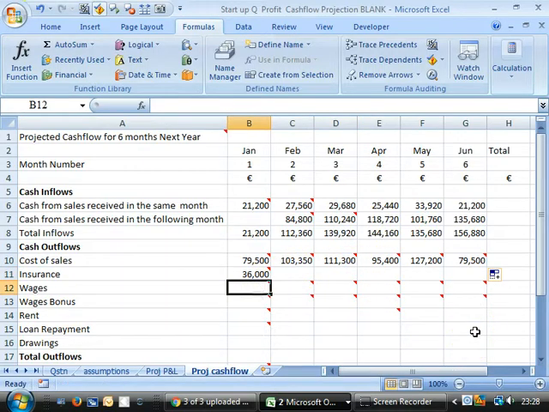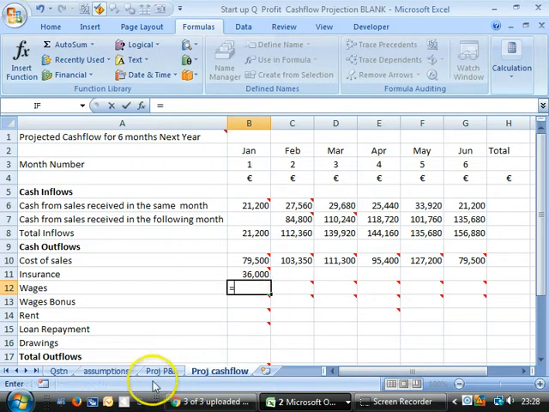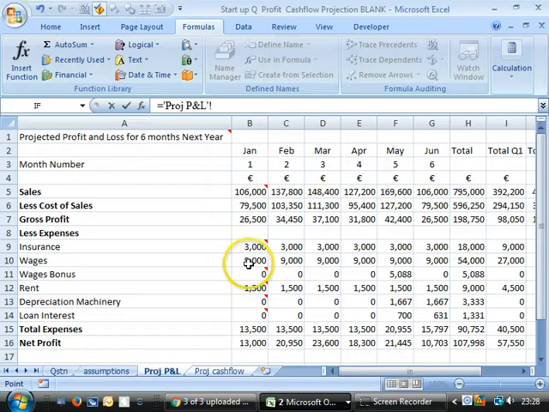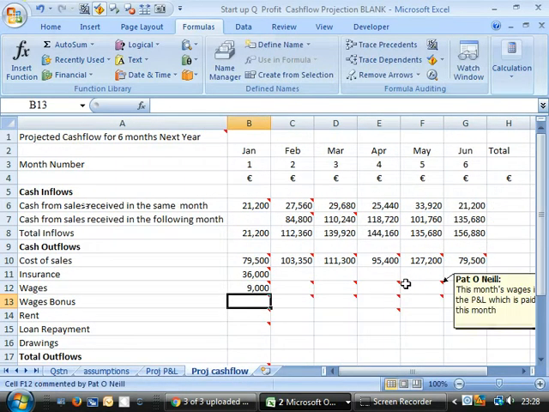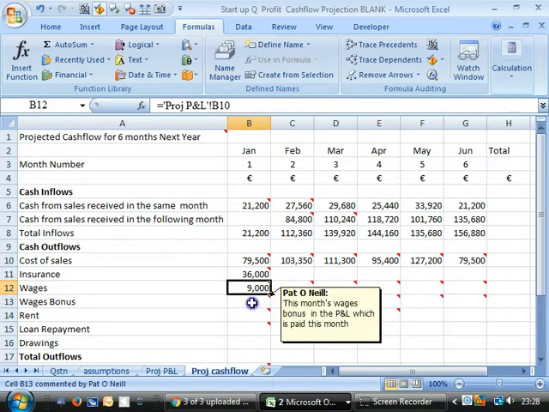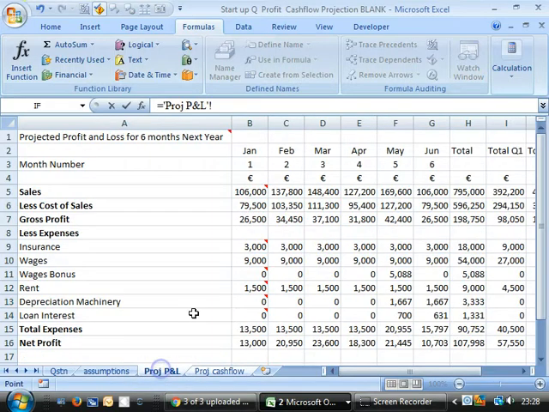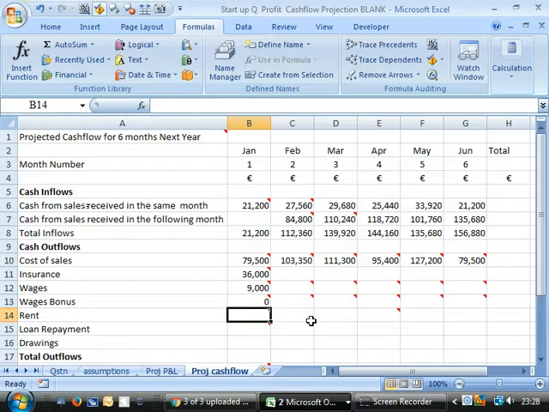Now, wages. I've included these comments. Unfortunately, in an exam situation, you wouldn't have any comments, so you'd need to figure this out yourself. So the figure we need is just the profit and loss figure. What were our wages expense for January? Well, there was 9,000, and that's paid in January. And again, we can copy that over along now, or we can wait and copy over a few more. Now, the wages bonus, whatever January's wages bonus, there it is there, would be paid in January.